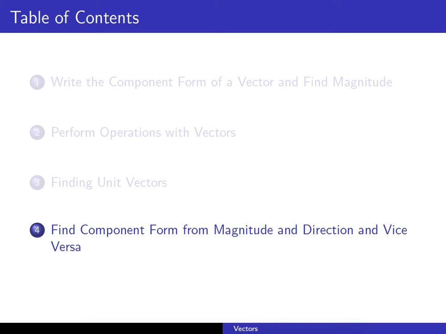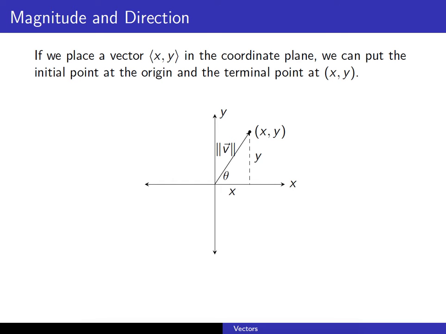All right, in this video, we're going to take a look at finding the component form of a vector if you know the magnitude and direction, and also finding the magnitude and direction if you are given the component form, so forwards and backwards. So if we place a vector in the coordinate plane, again, we can put the initial point anywhere we want, but it does make it easier if we start from the origin.